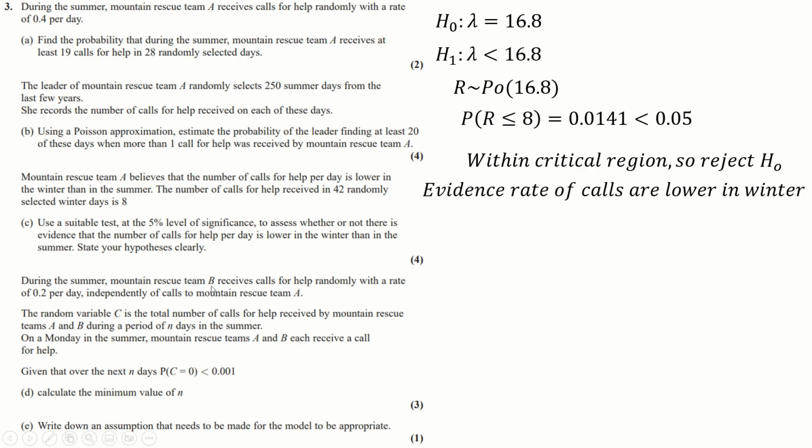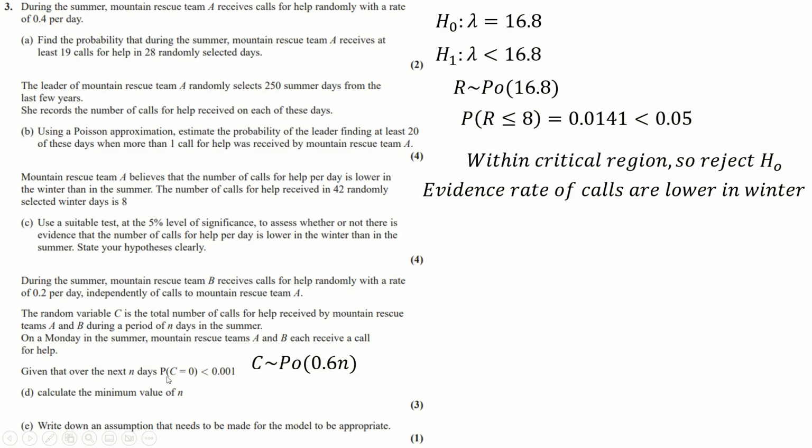During the summer, there's a different mountain rescue team that has a different rate of calls, about half as many. C is the total number of calls received by both teams. Now, if they are independent, which it says that they are, you can just add up those two rates to get a new rate and a new Poisson distribution. So the rate of calls for both of them together is 0.6 per day. I don't know how many days there are, so I'm just putting 0.6n. For example, if there were 10 days, this would be Poisson with lambda of 6. I'm just multiplying up like I did earlier, but I don't know what n is, so I'll just leave it like this for now.